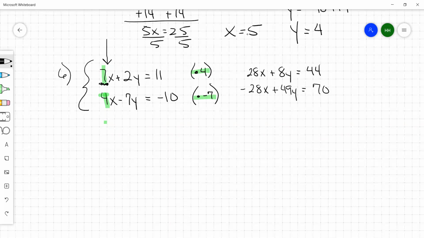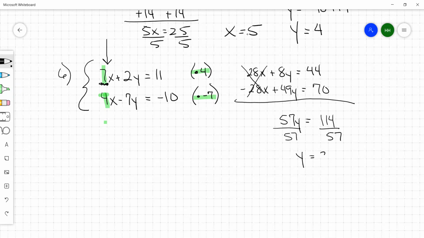I think my math is right. Now your x's go away. And what's that? 8 and 49 is 57. 57y equals 114, maybe? 44 plus 70 is 114. Divide by 57, and y equals 2.